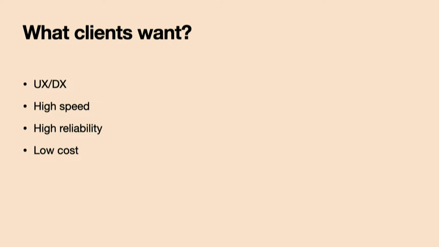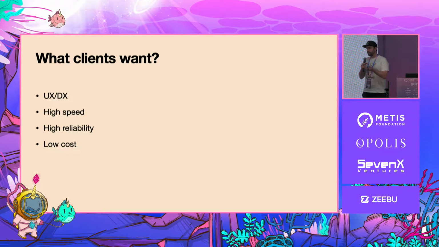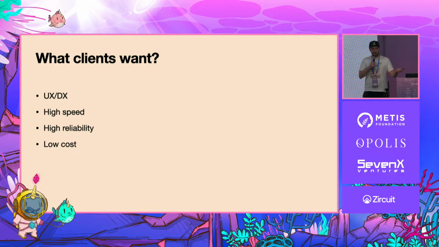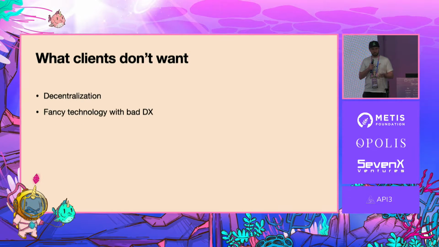Well, let's think about it. The first step would be, let's think about what clients want. I mean, RPC clients. Those clients are Web3 companies that are basically businesses too. So they have customers also. And they want basically four things. They want good UX, user experience, and developer experience. They want high speed and good reliability. And of course, they want low cost, efficiency.